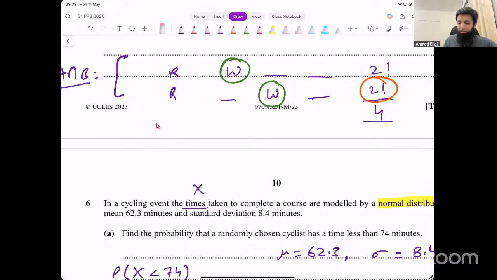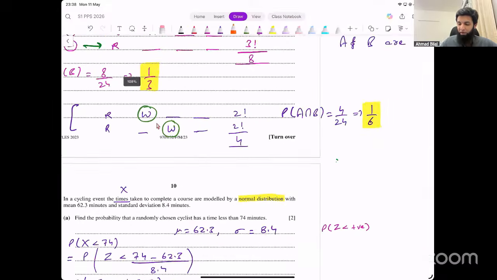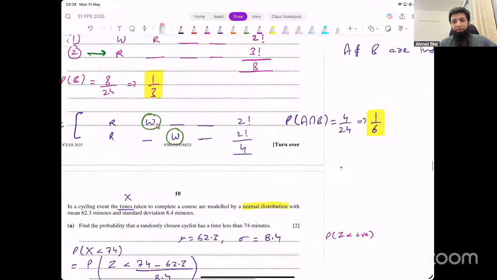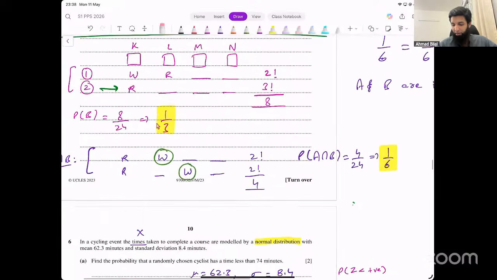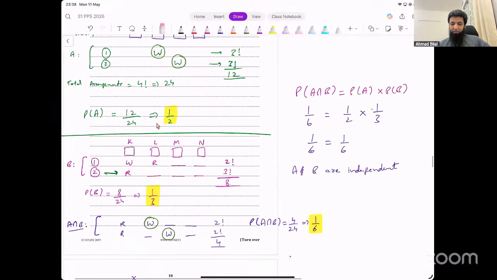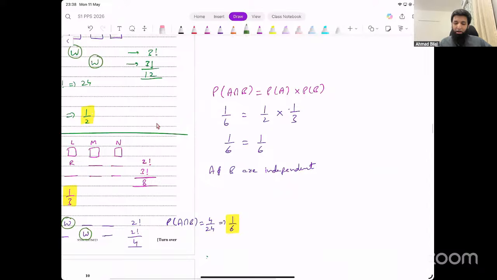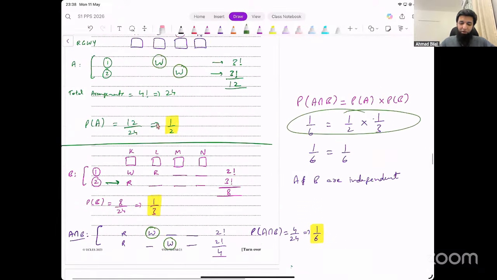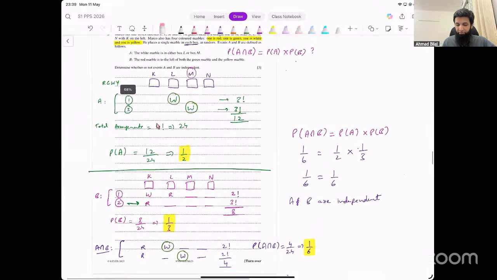तो इंटरसेक्शन के कितने केसेस बन के आपके पास? 4. इसकी प्रोबेबिलिटी क्या हो जाएगी? 4 out of 24. दैट्स 1 out of 6. ये आपके पास इंटरसेक्शन की प्रोबेबिलिटी आ गई. ठीक है, अब तीनों प्रोबेबिलिटीज आ गई. पुट देम इन दैट इक्वेशन. अगर ये कंडीशन सेटिस्फाई हो रही है, 1/6 इज इक्वल टू 1/2 इंटू 1/3, जो हो रही है सेटिस्फाई, इसका मतलब है कि ये इंडिपेंडेंट है.